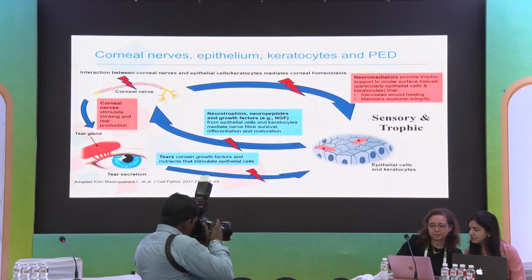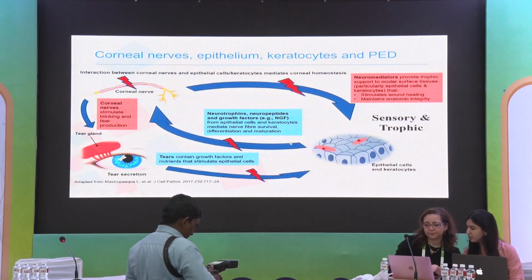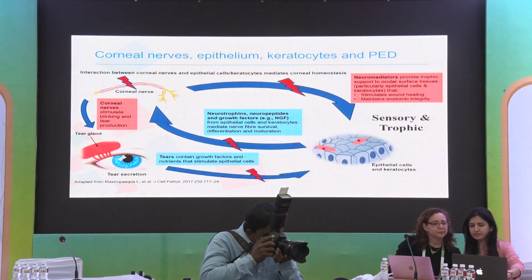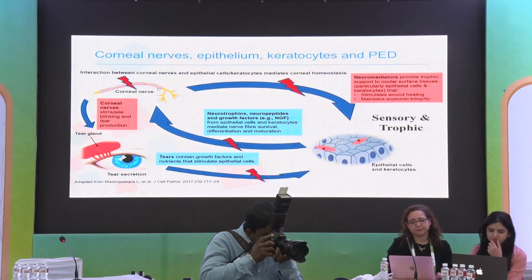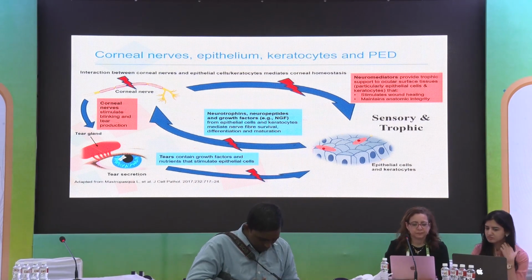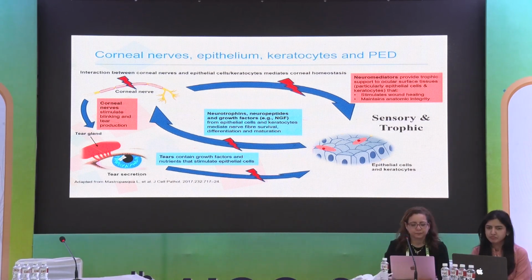And the epithelium in turn produces growth factors, and nerve growth factor is the most important of these, which then helps to support nerve growth, regeneration, and nerve health. So it's a mutually symbiotic relationship between nerves, providing the trophic, also referred to as the nutritional support, to the epithelium and the sensory support, and the epithelium supporting the nerves.